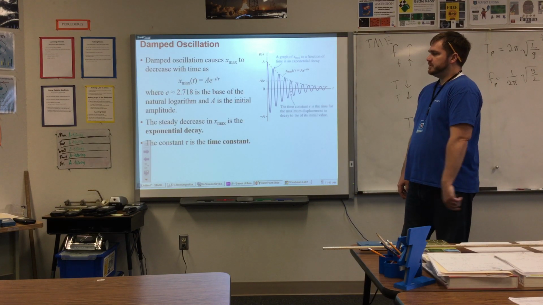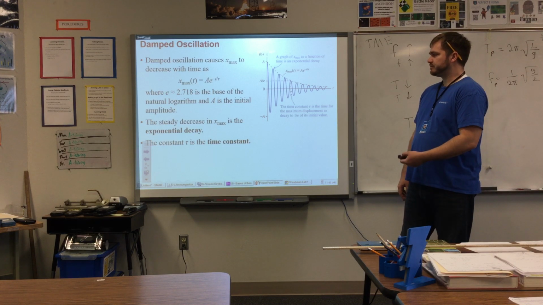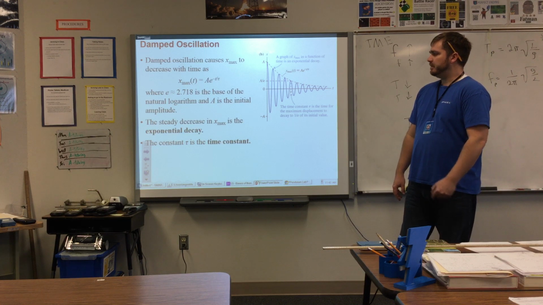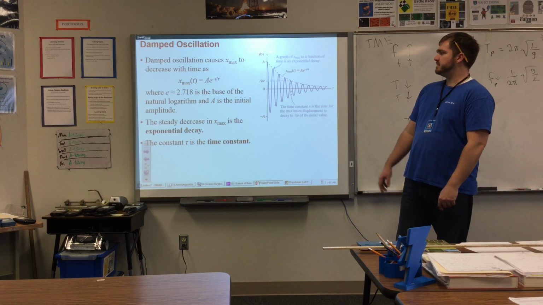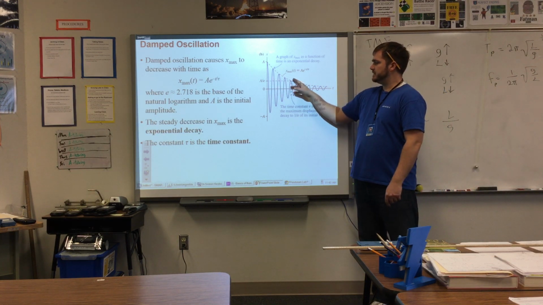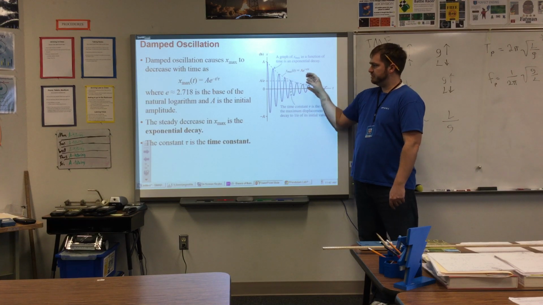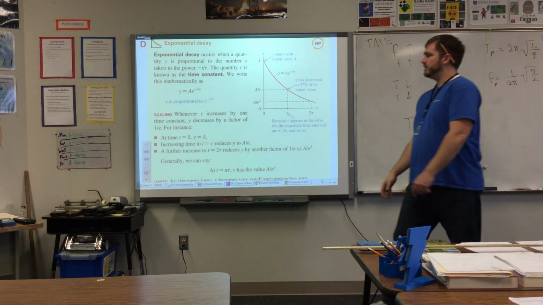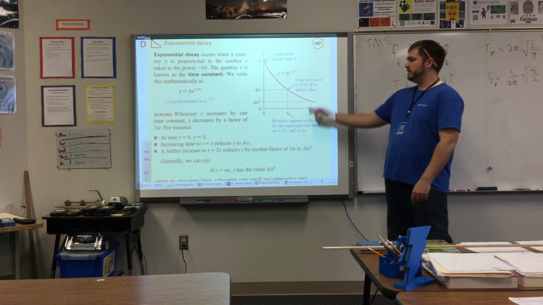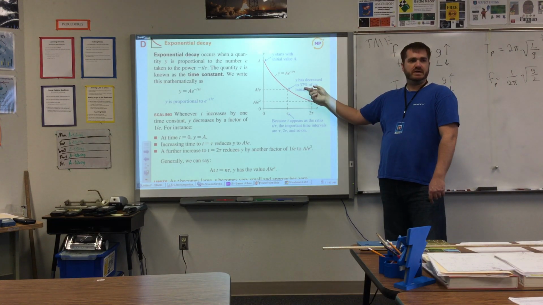And there it is, Euler's number, 2.718. It's based on the natural logarithm. Anyway, so tau is called the time constant, and like I said, it's the time that it takes to decay a certain amount. Specifically, 37% of its initial value.